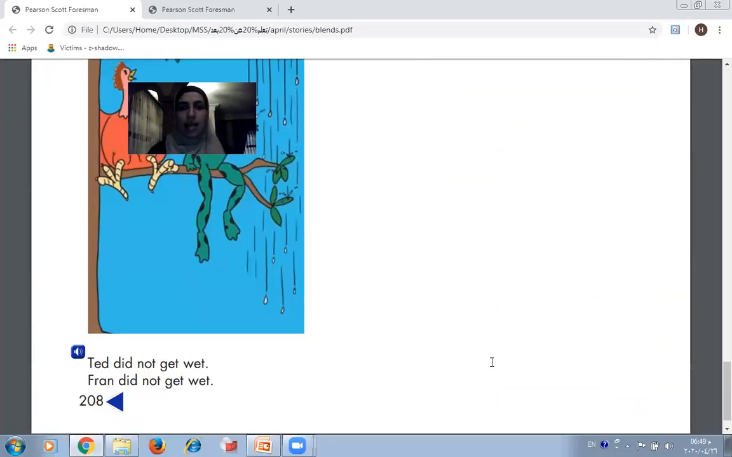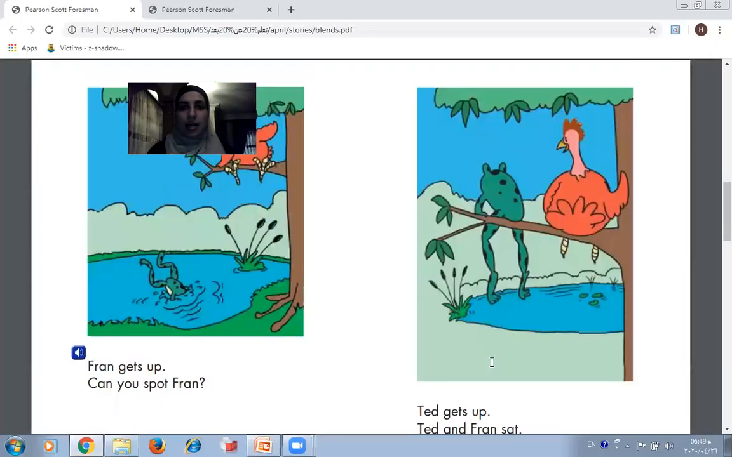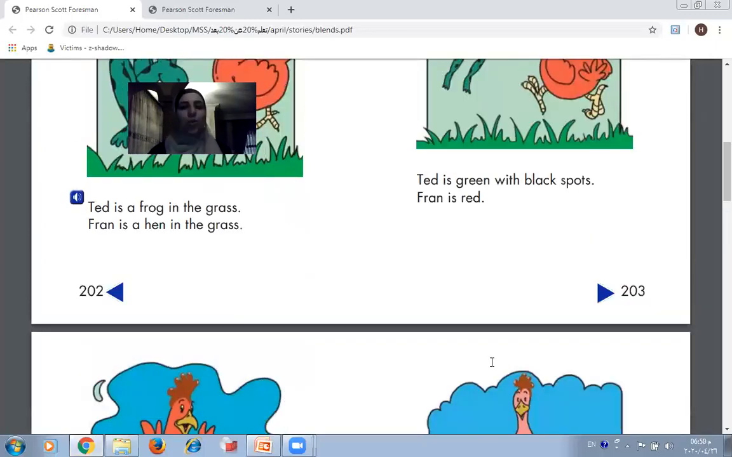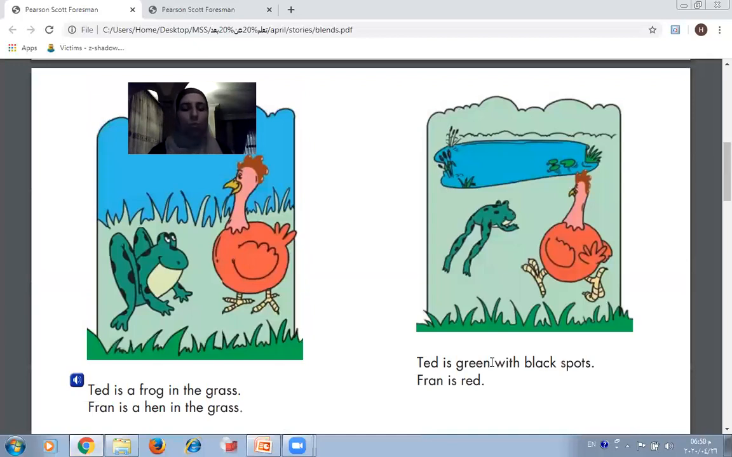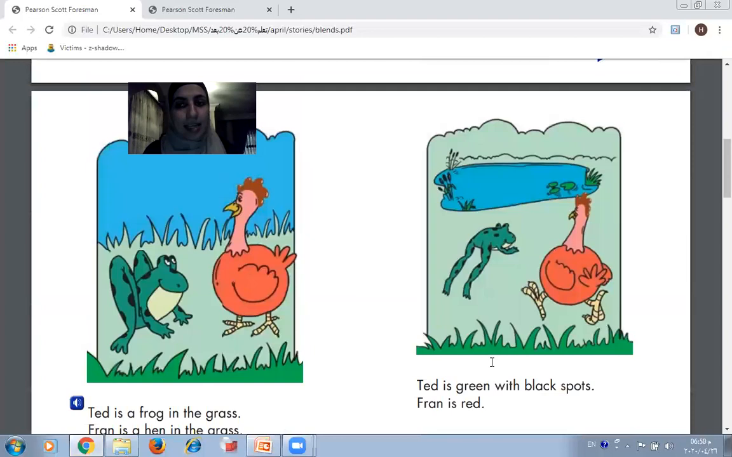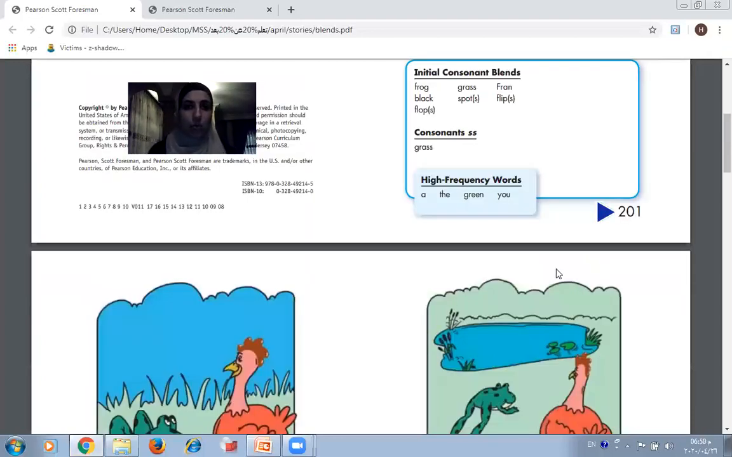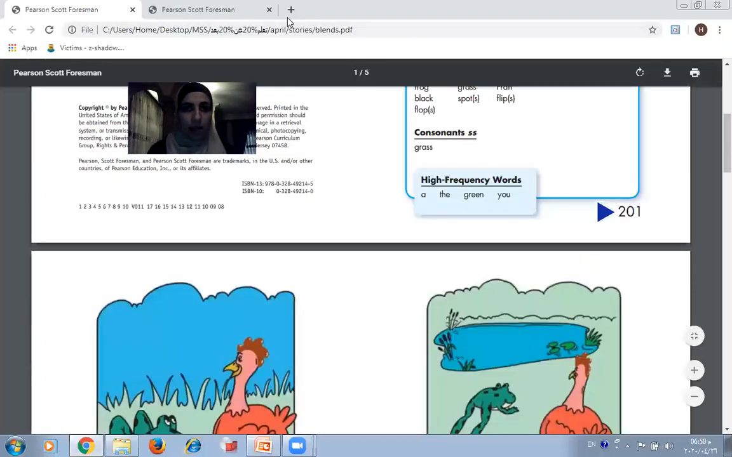By this, we have finished the story. It's easy and nice, right? That's why I want you to practice more and more and more, because the more you practice, the more perfect in reading you will be.